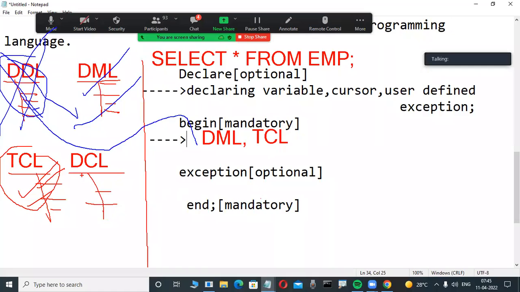Can we use DCL, grant and revoke? Are those commands possible? No, not possible. Grant, revoke and roles are not possible. If you are interested in using them, dynamic SQL is a concept through which it is possible.